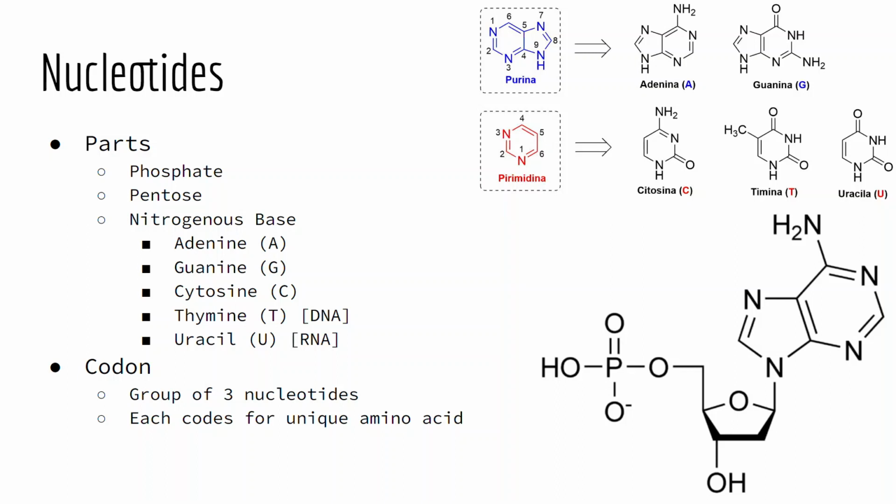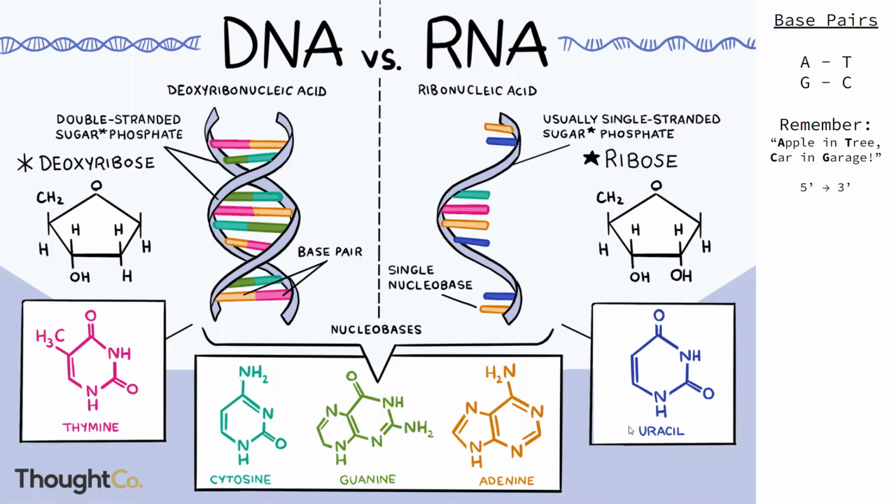And now groups of 3 nucleotides are called codons. Each of these codons codes for, or corresponds to, a distinct amino acid. Next, let's discuss the difference between DNA and RNA.